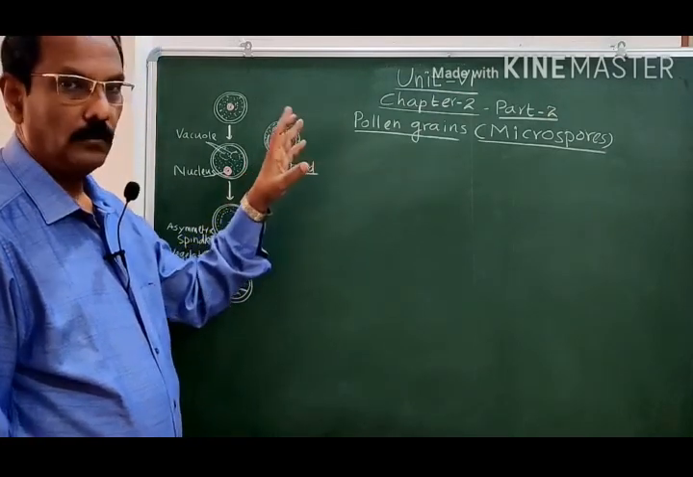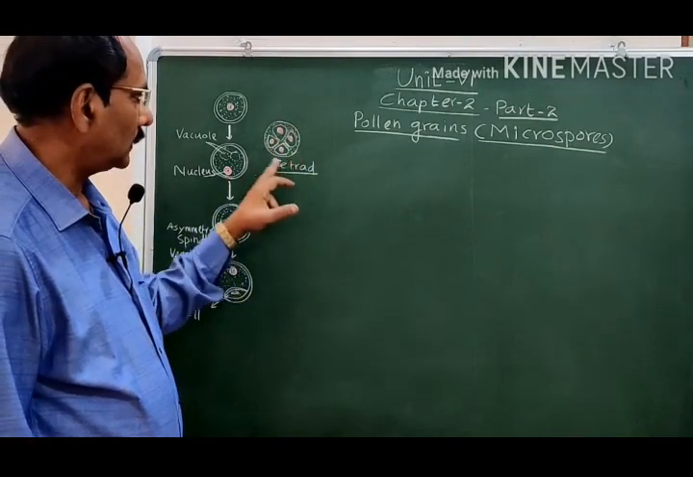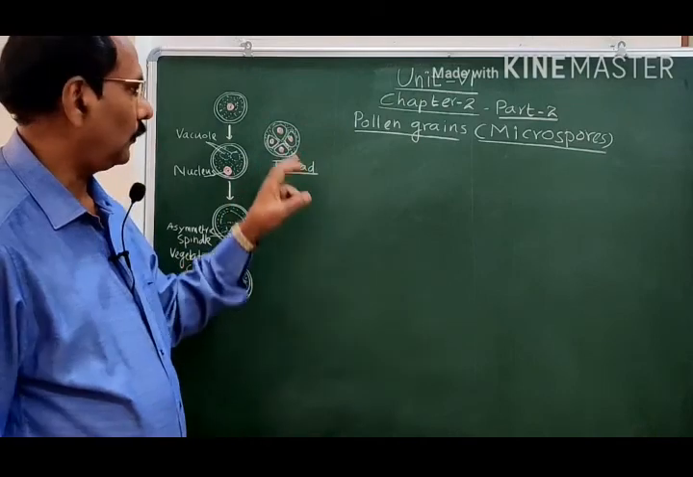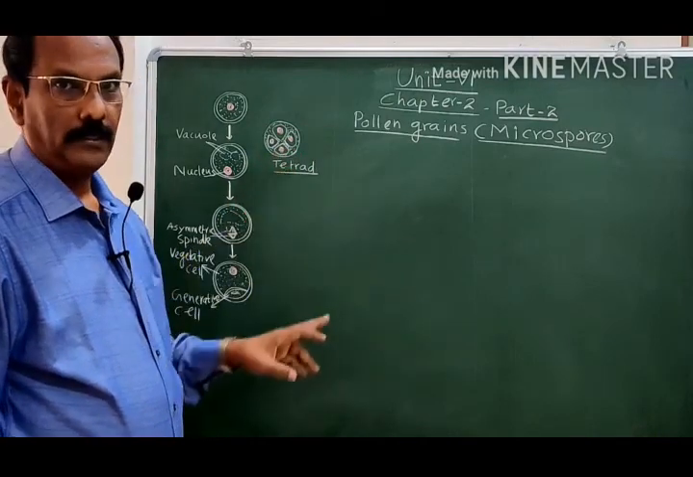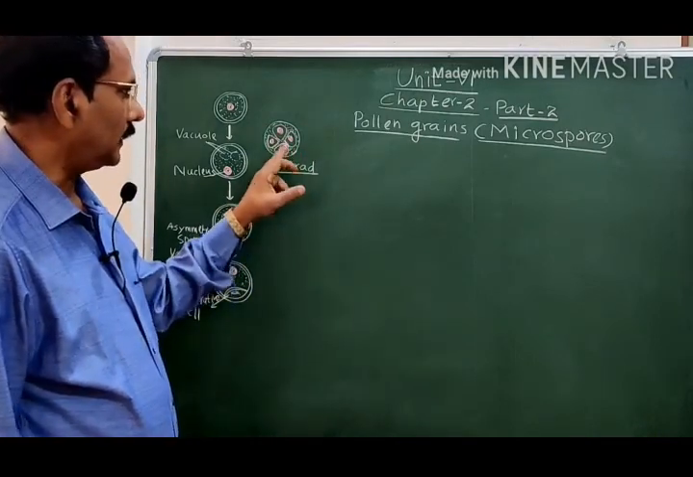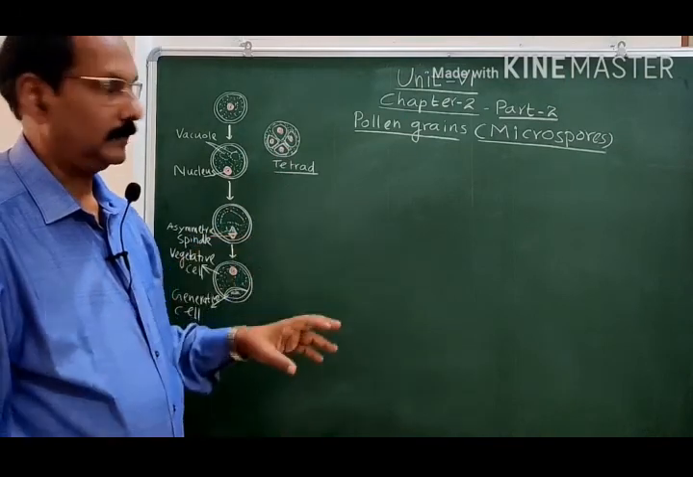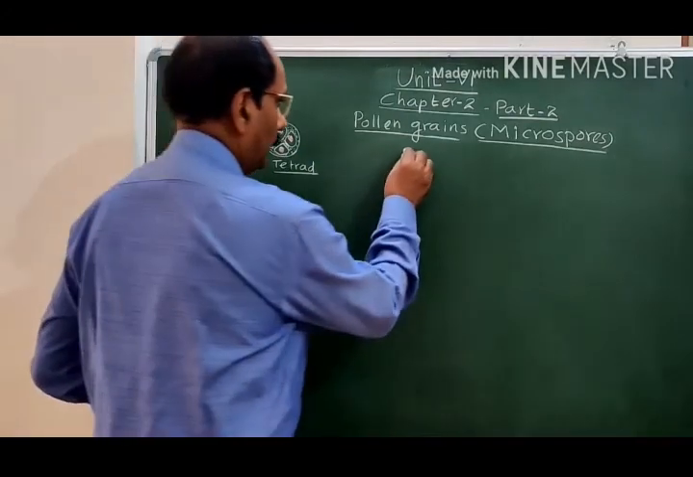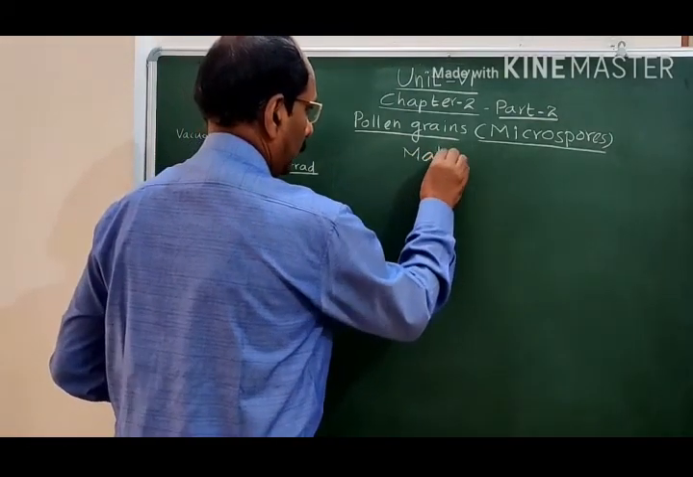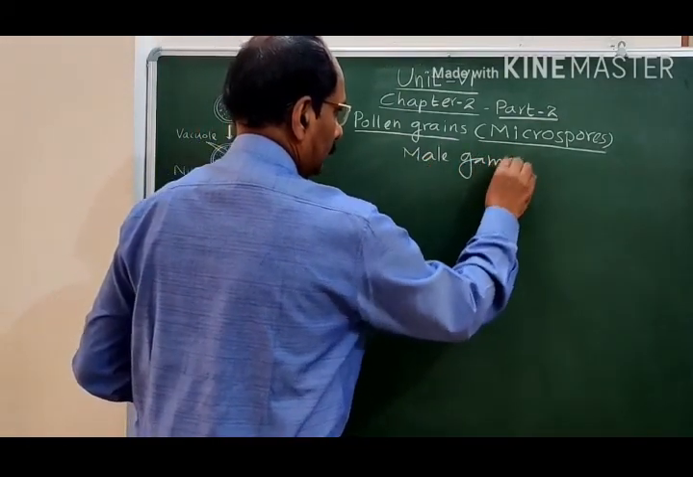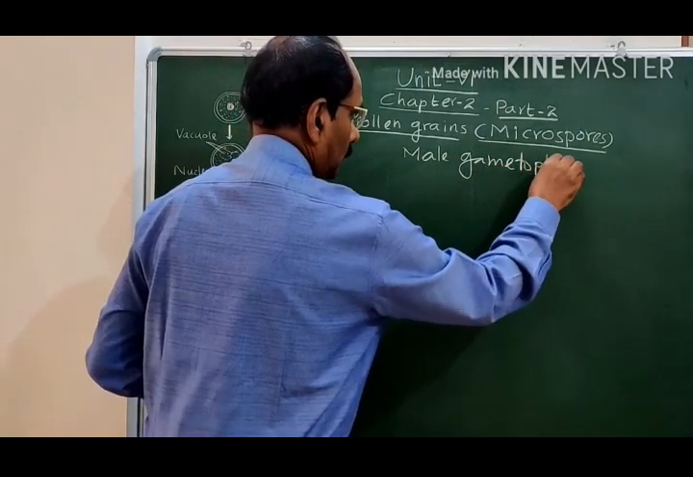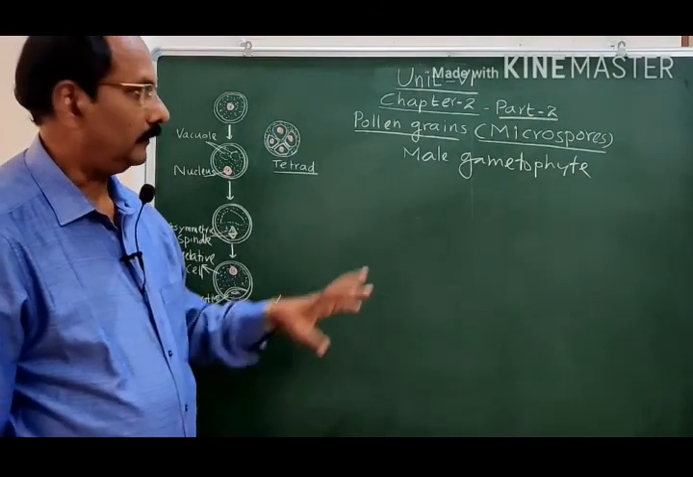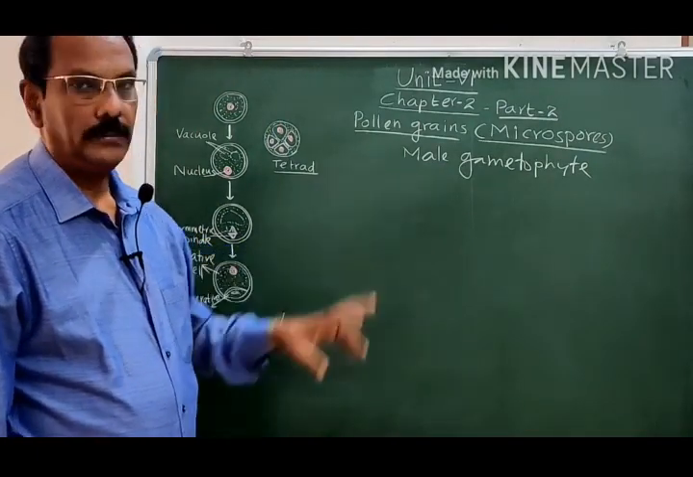When the anther undergoes dehydration, this tetrad will separate from each other and form the 4 viable pollen grains. So this is the tetrad. The tetrad will loosen and become the pollen grains. So pollen grains represent the male gametophyte. This is actually the immature male gametophyte, not a mature male gametophyte. From this pollen grain, the mature gametophyte will develop.